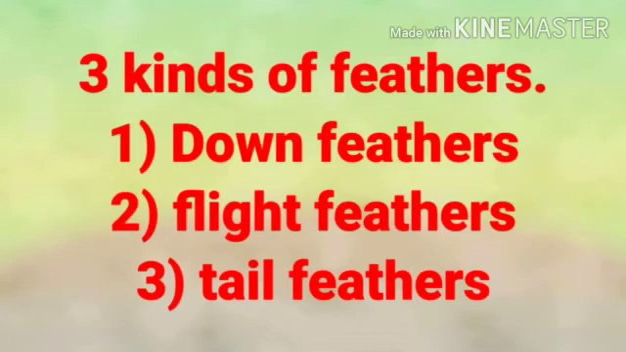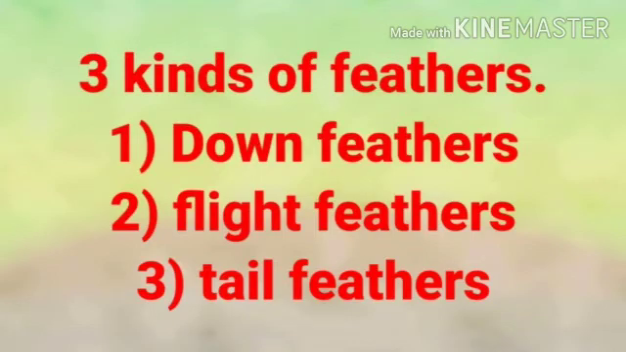First of all, we need to know what is meant by a feather. A bird's feather is made from the same material as our fingernails. So, three kinds of feathers are here. Down feathers: what is their use? Down feathers keep the body of the bird warm.